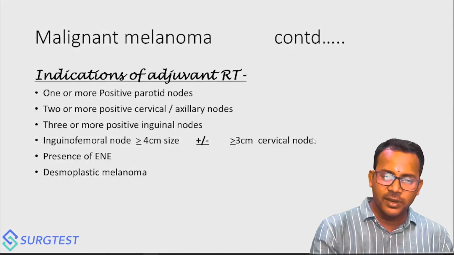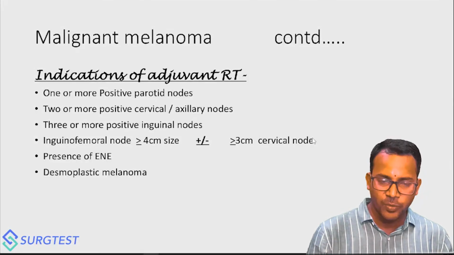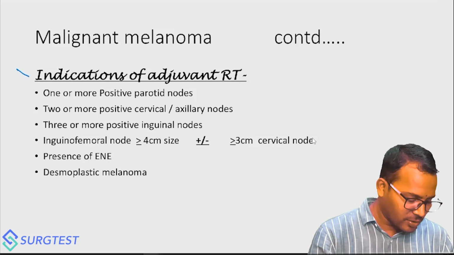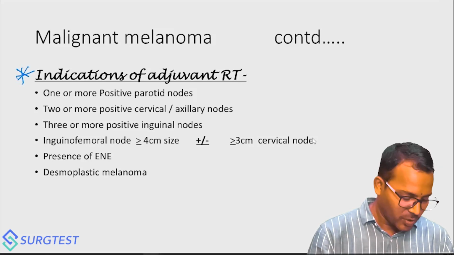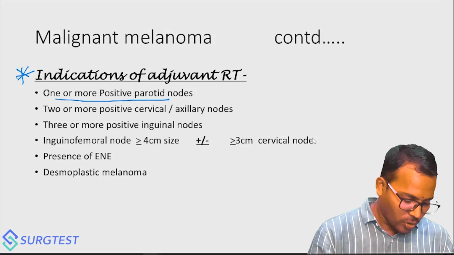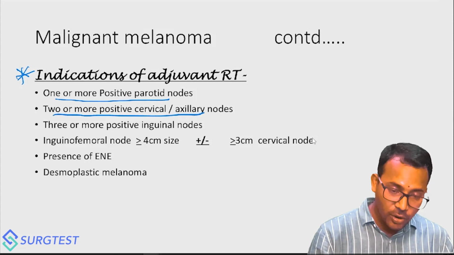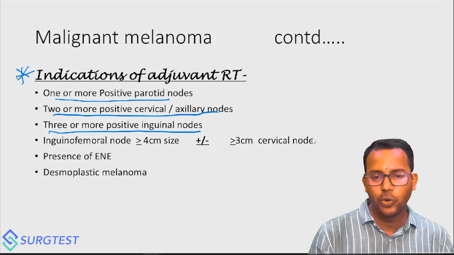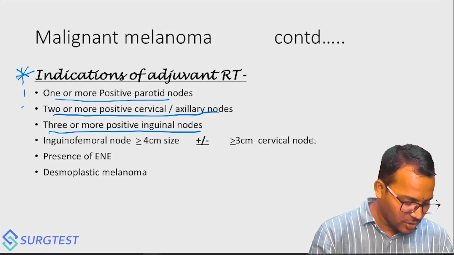Okay, having done your surgical part, now you have to assess whether your patient requires adjuvant radiotherapy. So the indications of adjuvant radiotherapy: if one or more positive parotid nodes are there, or two or more positive cervical or axillary nodes, or three or more positive inguinal nodes, then you need to give adjuvant RT. You can remember this as 1, 2, and 3: 1 in case of parotid, 2 in case of cervical or axillary node, and 3 in case of inguinal node.